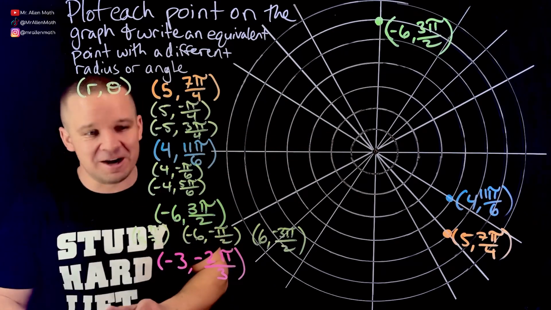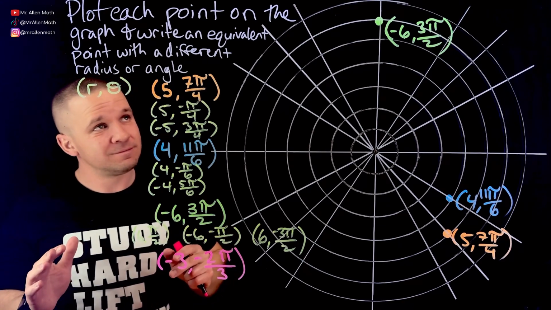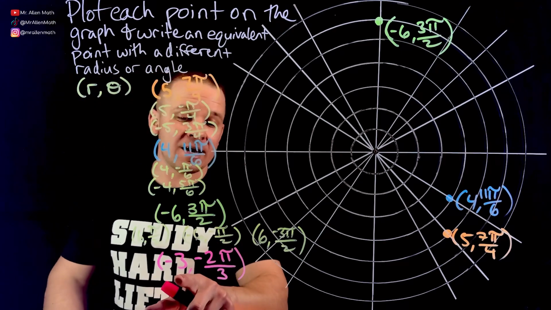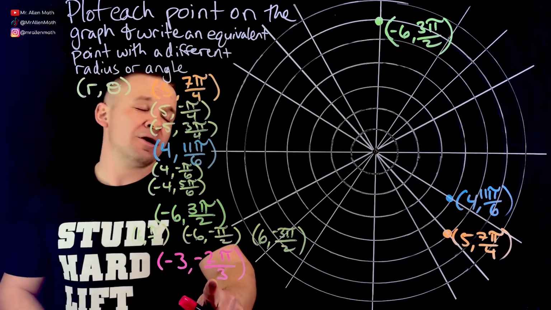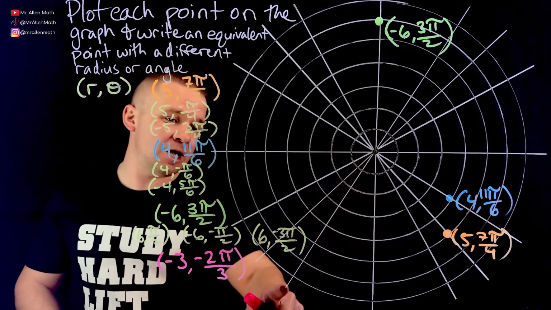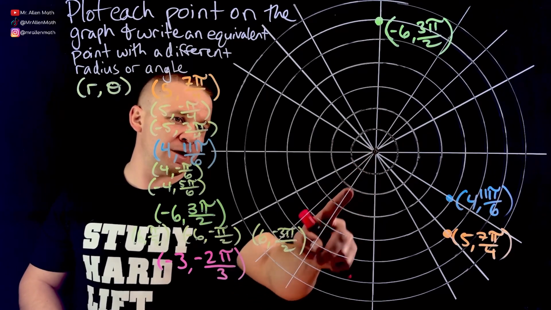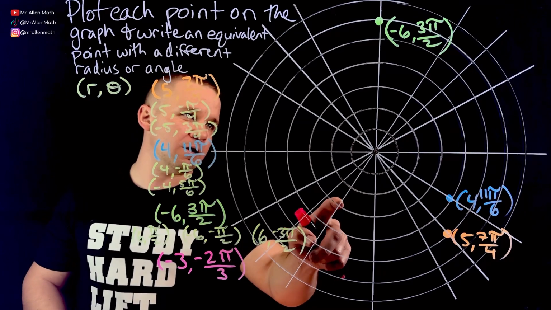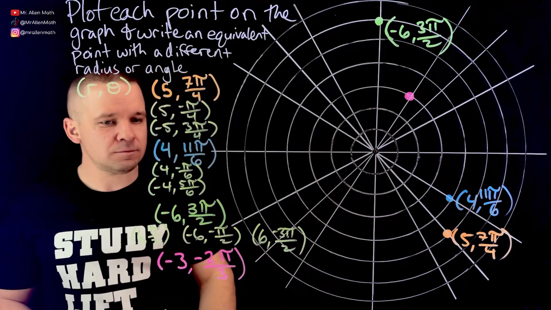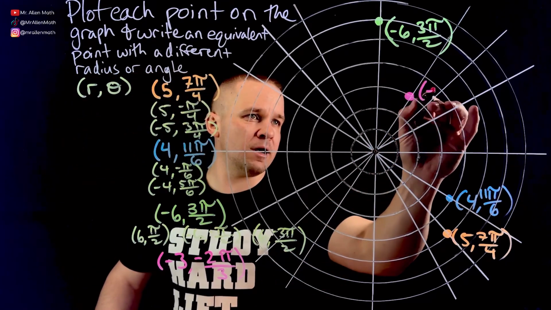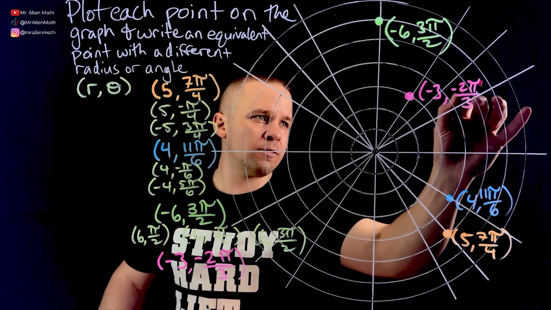All right, last one here. Last one. We've got, oh boy, double negatives. Doesn't make a positive. I don't know, whatever. So we got negative 3 for my radius and negative 2 pi over 3 for my rotation here. So negative 2 pi over 3 would be over here, right? This is negative 2 pi over 3. And then negative 3 for my radius. So if I'm normally at 3, I'd have to reflect over, and I'd be right here. Very good. All right. So this right here is negative 3, comma, negative 2 pi over 3.